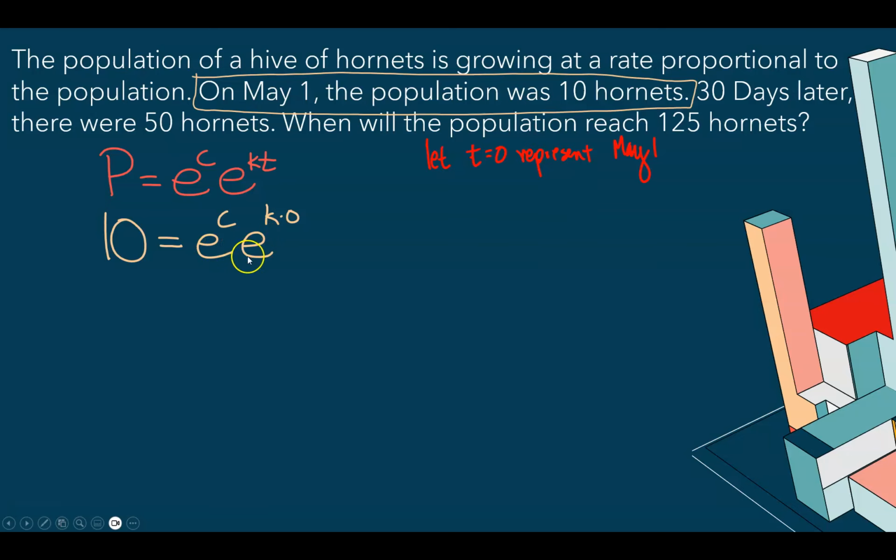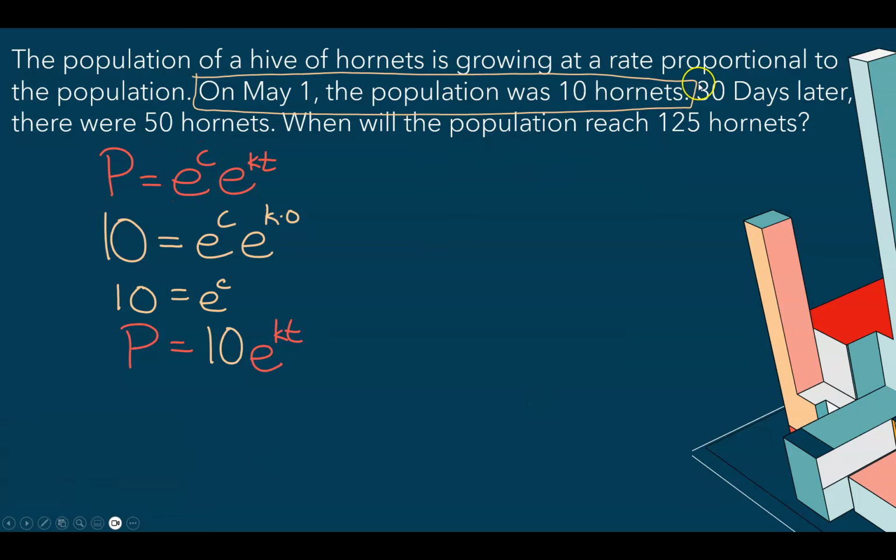Anyways, so e to the power 0 is 1, and this entire e to the c structure is going to be replaced with 10 hornets. So we just slide that 10 in where e to the c used to be.